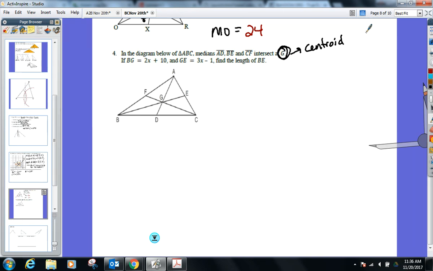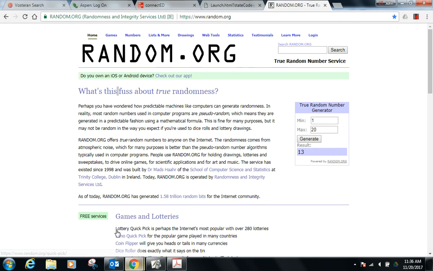All right, what do I have? BG is 2x plus 10, and GE is 3x minus 1. We know for darn sure those two aren't equal to each other. No chance are they equal. So I'm going to ask somebody to adjust that equation so they are. Remember, G is the centroid, which breaks it up in a ratio of 2 to 1. How can I adjust this equation so it's correct? Because right now it is not.